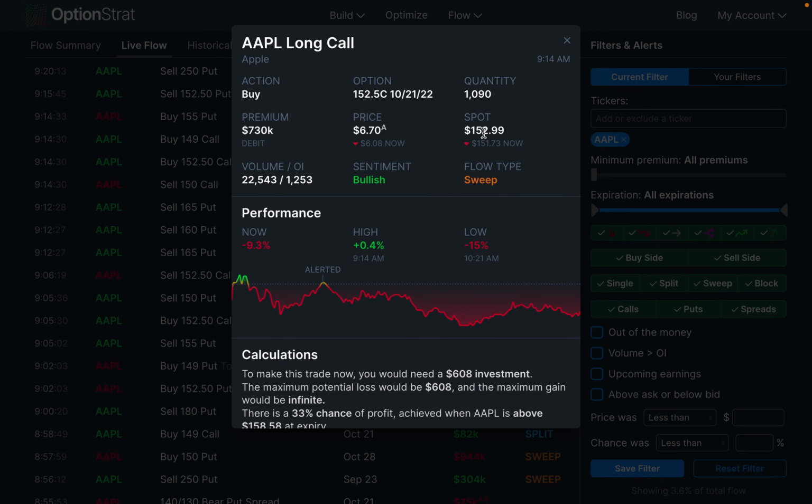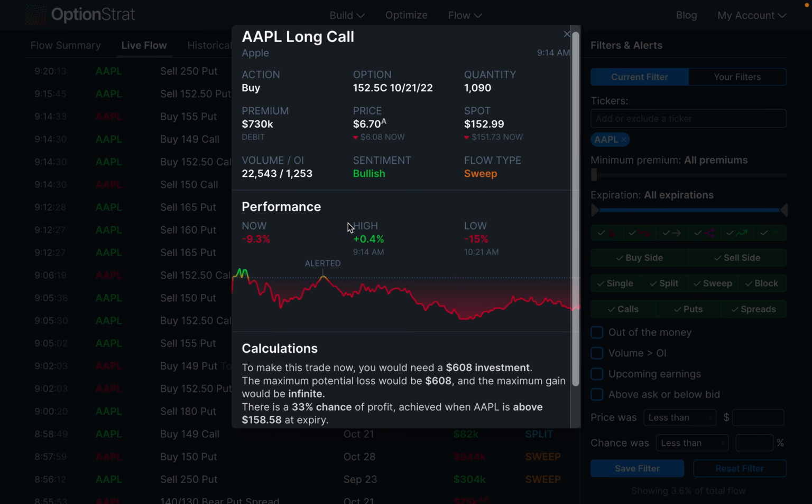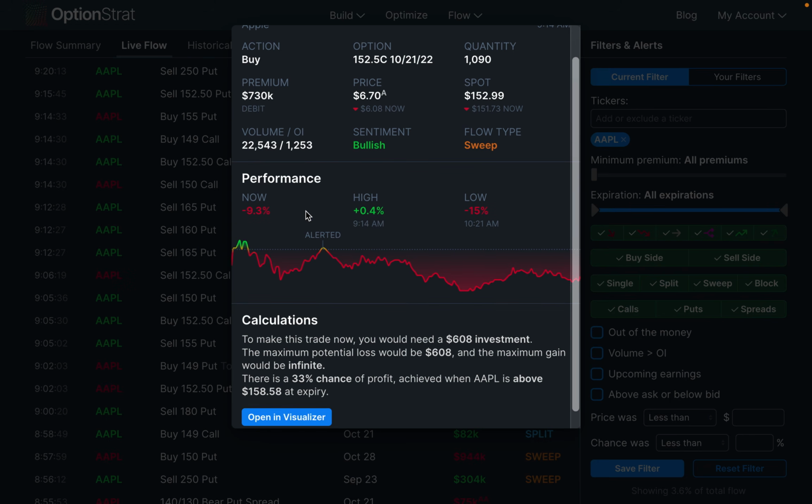Spot, this basically tells us what the price of Apple was when this trade was entered. So it was 152.99. Looks like it's at 151.73 now. It shows us the volume and the open interest here. Sentiment, this is a bullish trade. And then again, the type, which was sweep. And then down here, it shows us the performance. So basically, this will tell us how the trade is doing right now. So right now, they are down 9.3% on these calls. At the high, they were up 0.4%. At the low, they were down 15%.